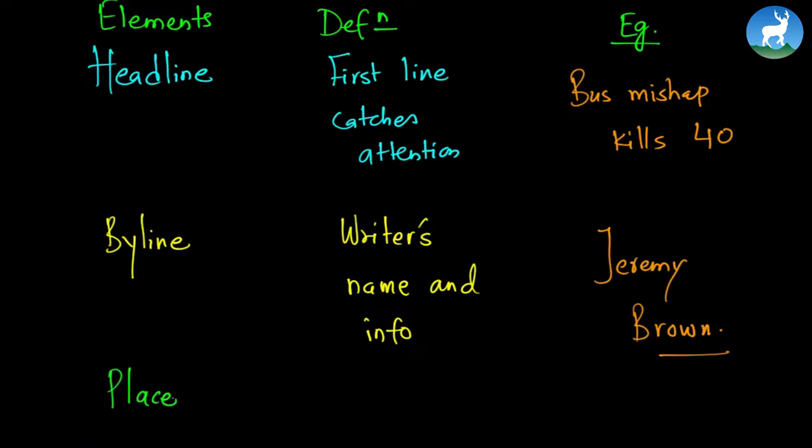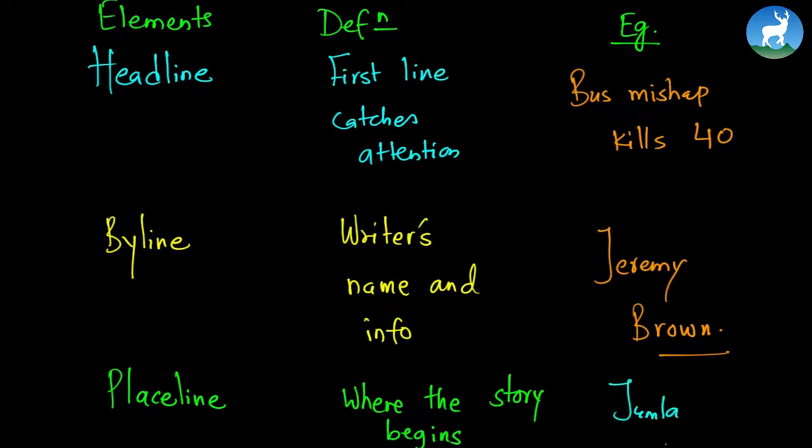Then comes the place line. What is a place line? Place line is where the story takes place, where the story begins. So it could be any place in the world. It could be Jumla, it could be Kathmandu, it does not matter.